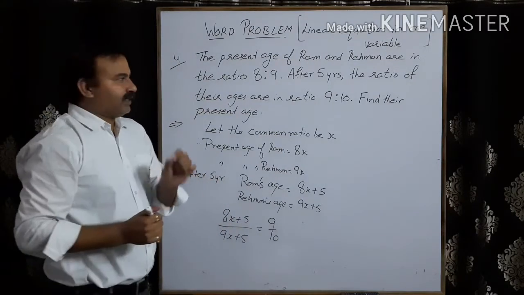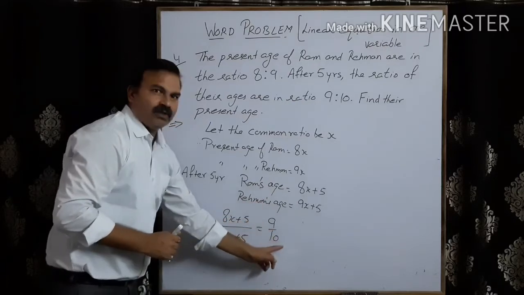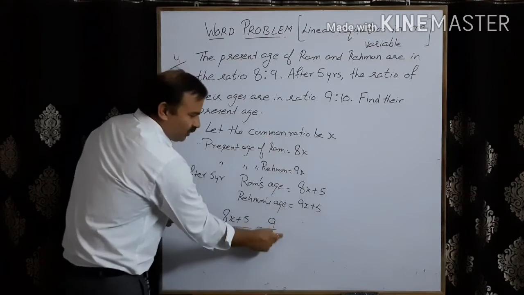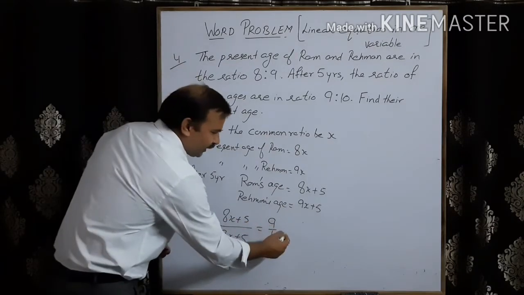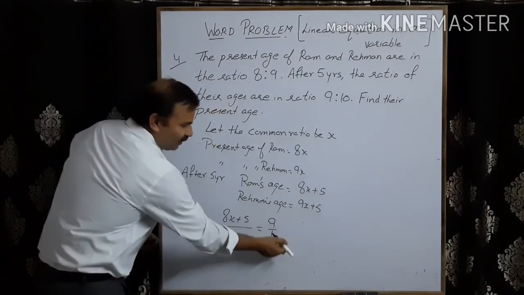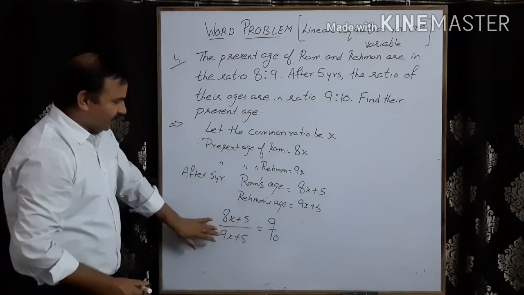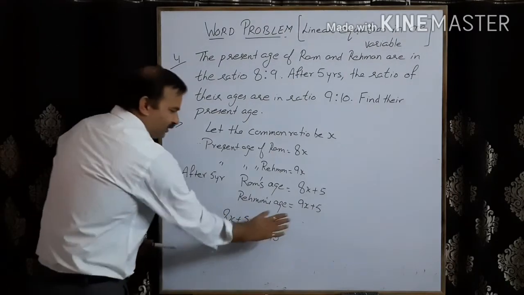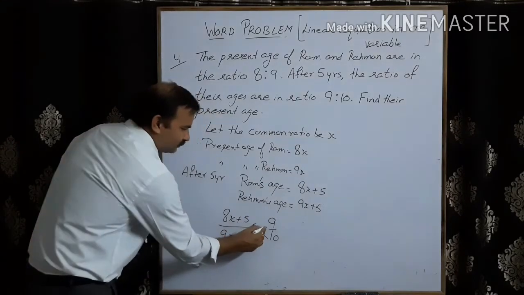A few students say, sir, if it is a ratio 9:10, can we take x? No, already you have taken a ratio x earlier, so do not take x again. If you want to take a common ratio, you may take another ratio y, but again y will cancel with the y, so do not take it. Let it be like this only. Now what we'll do, we'll cross multiply.